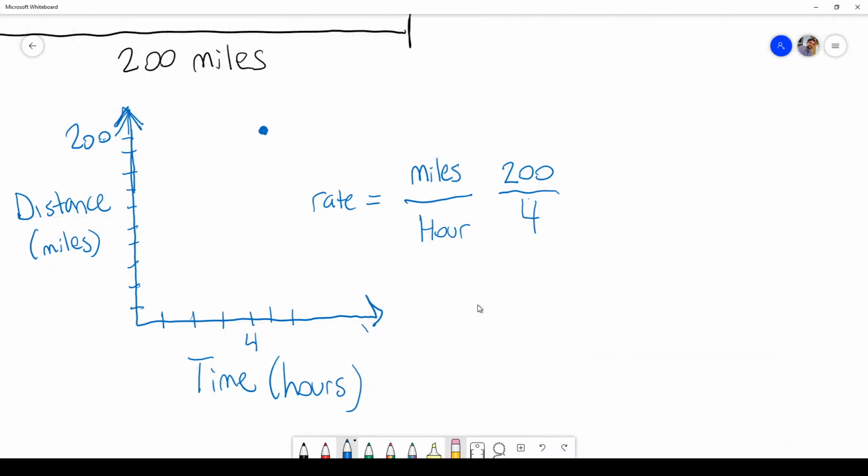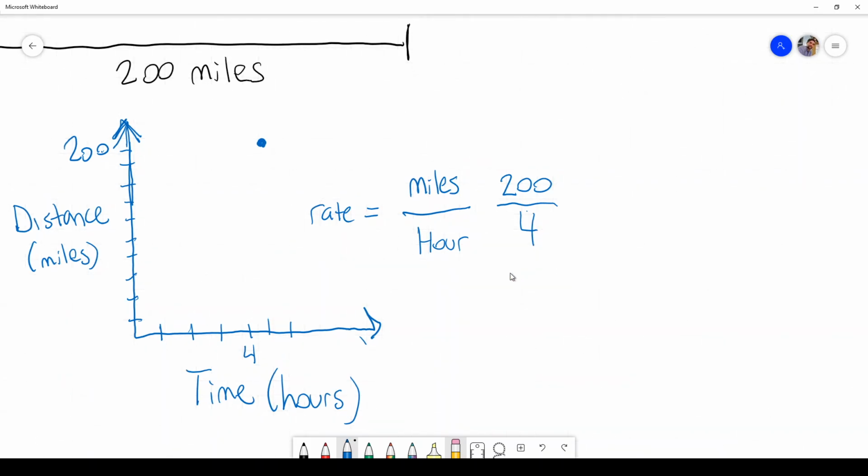You're probably going, Mr. Raven, what are you doing? Okay. She went 200 miles in 4 hours. How fast? Ooh, I've kind of gone a little ahead of myself there. How far can she travel in 1 hour? Well, let's just reduce that. 20 divided by 4. I want to make it easy for you. What's 200 over 4?